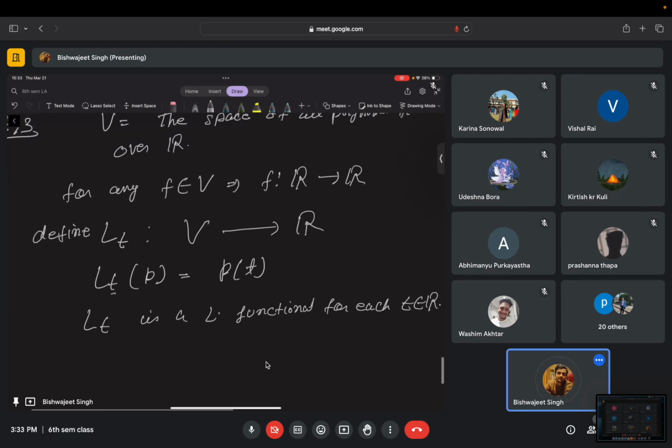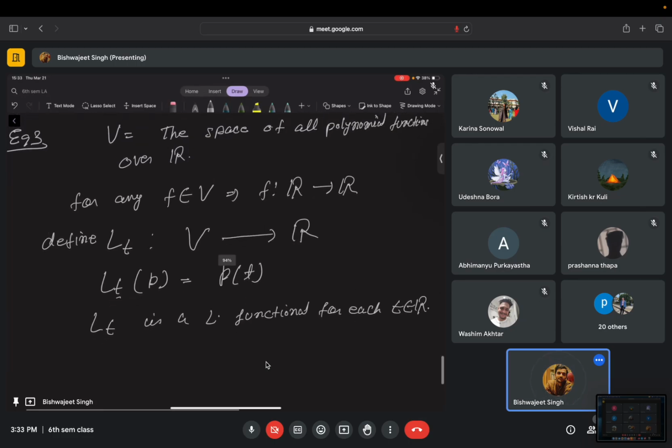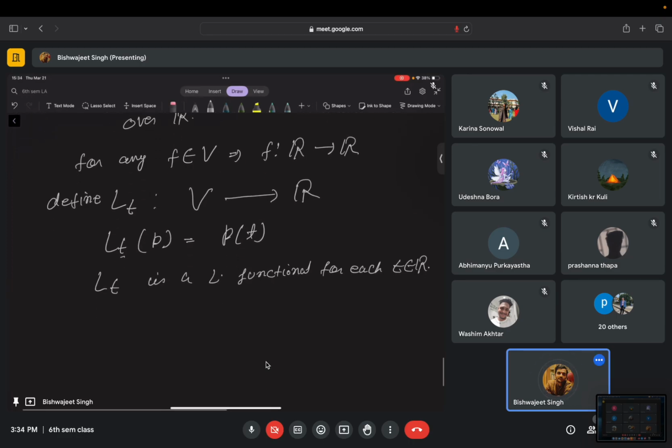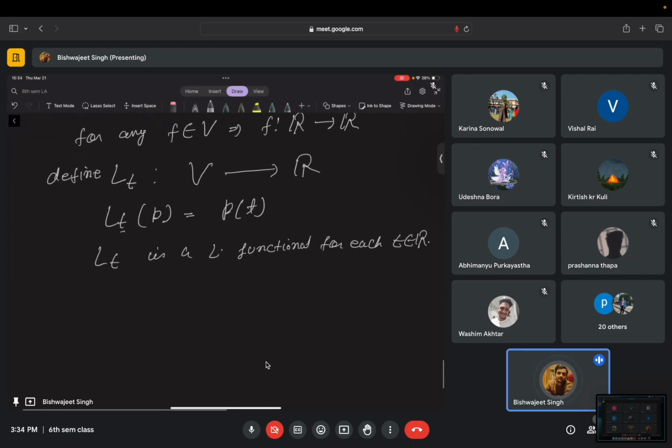Okay, so this is what my claim is. For the explanation part, I'll just give a short explanation: you can fix t to anything. Let us say t is equal to 1, or you can take 0, 0.5, minus 1 by 2, minus 100, whatever. Just for the sake of simplicity, I am taking t as 1.